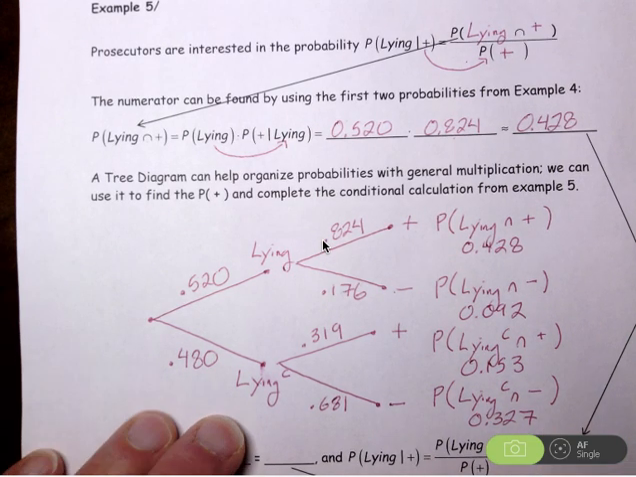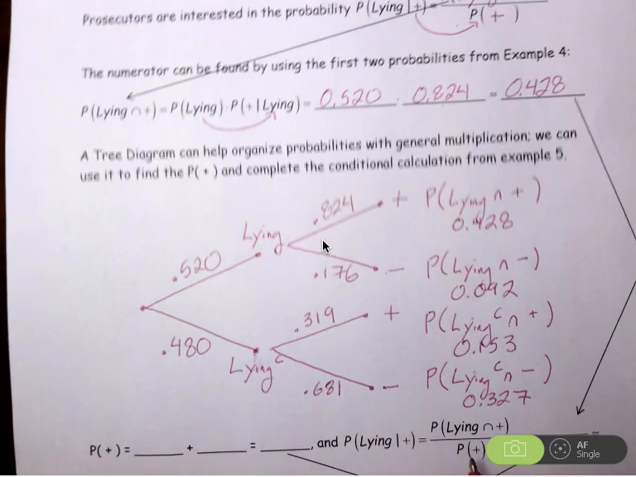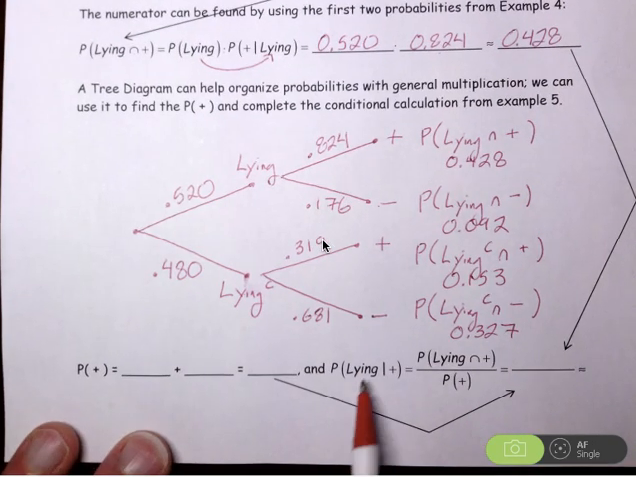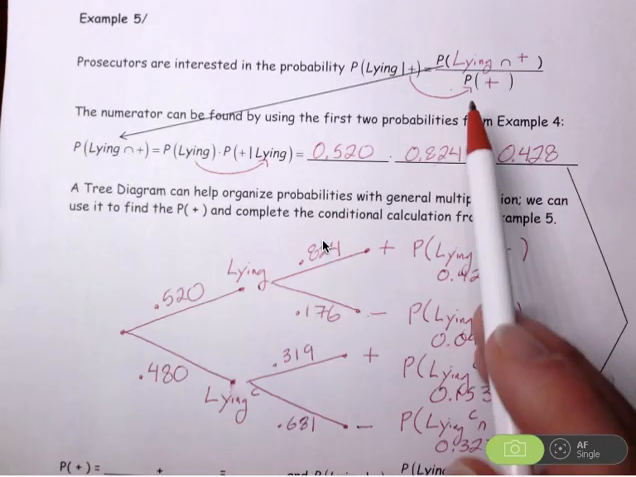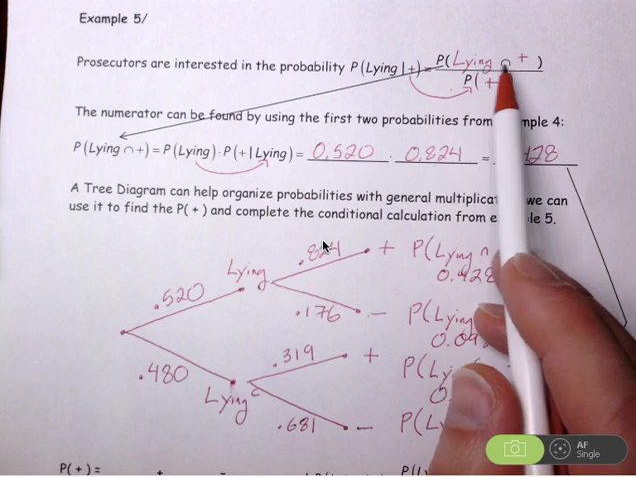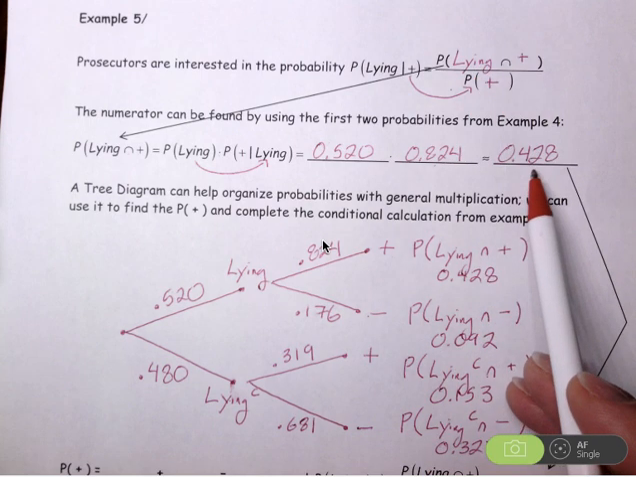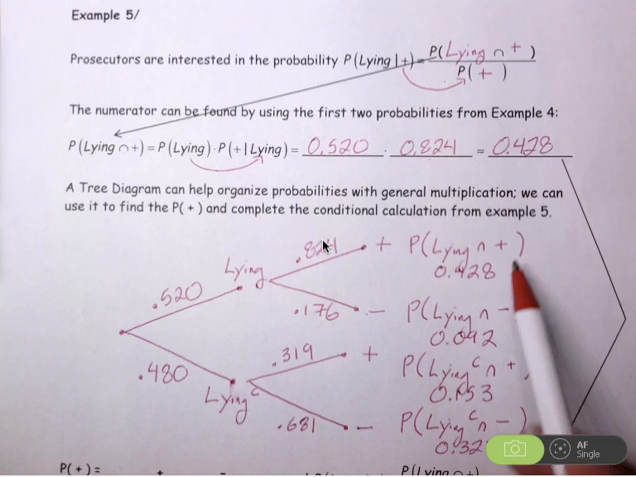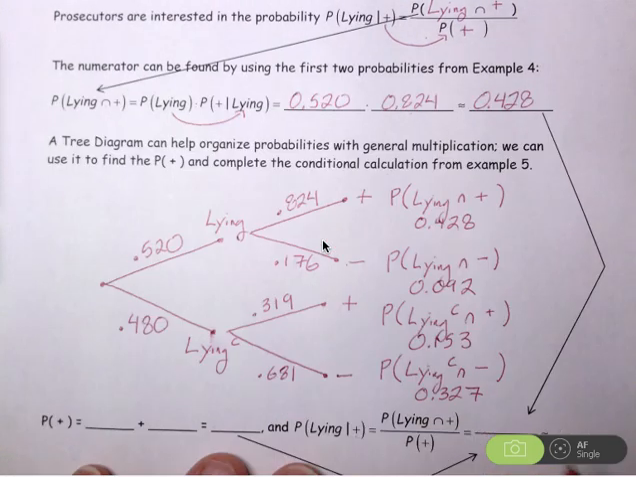And now I've got everything that I need because ultimately I already know the numerator. The probability that I care about here is the probability of lying given a positive test result. So that's what we were looking at up here. And I already know the probability of lying and a positive test result. That's my numerator. That's the 0.428. That's this very first set of branches in the tree. So I've already got that.